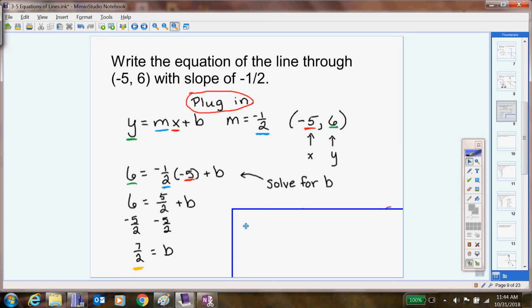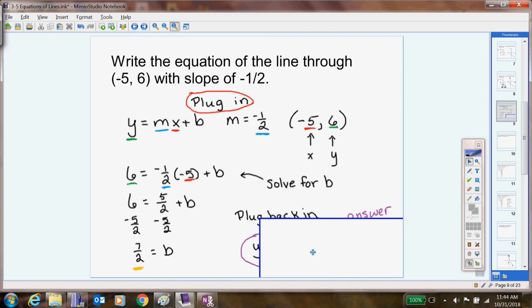Our answer isn't finished yet. When we write the equation, we have to put 7/2 in for b, -0.5 in for m, and keep our x and y. Because our answer doesn't include just the point -5, 6. -5, 6 is included as one of the answers, but the line that includes it includes all of them. So our answer has to include the -1/2 x and the 7/2.